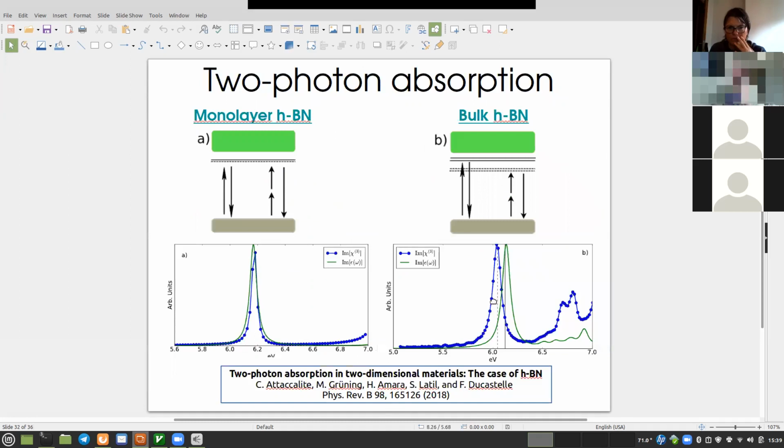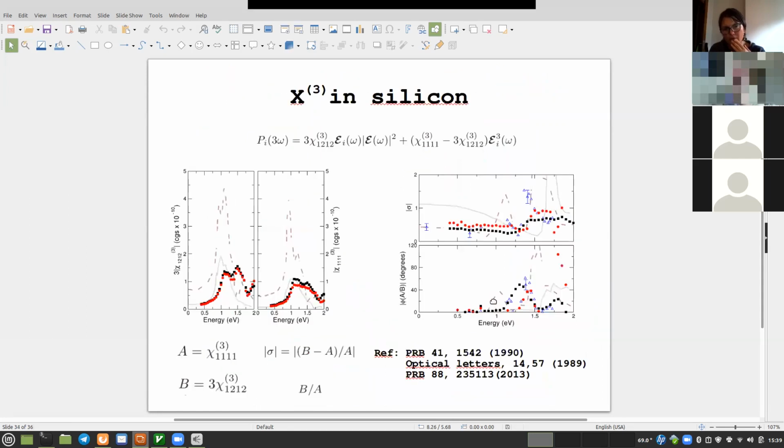As a final example, two-photon absorption is another phenomenon, but it's quite complicated to get, so I will skip it, and I will show you the example of third harmonic generation, and there is also a tutorial on this part. This is the third harmonic coefficient. It means you excite at omega and you measure the response at 3 omega. And this is a typical example for silicon.